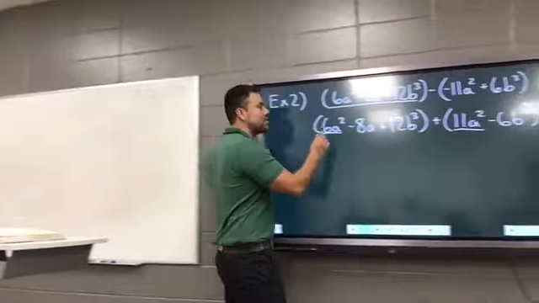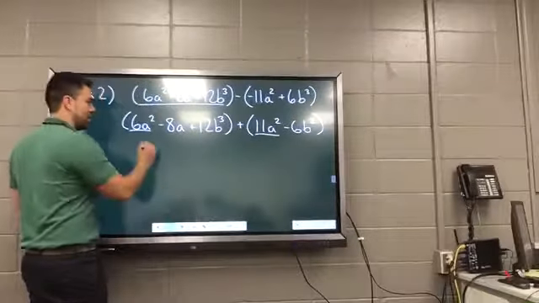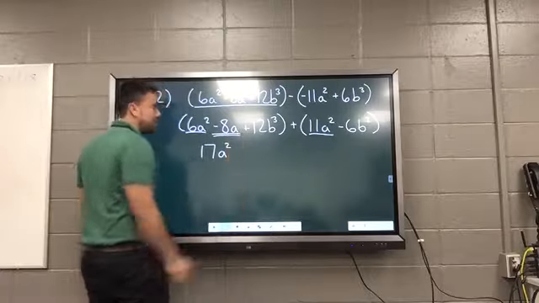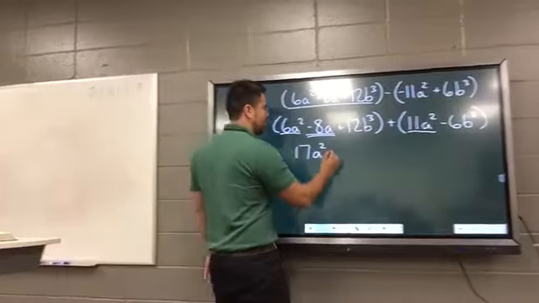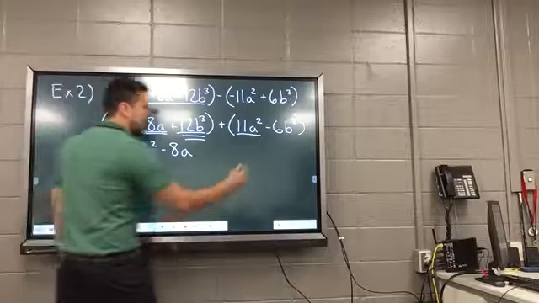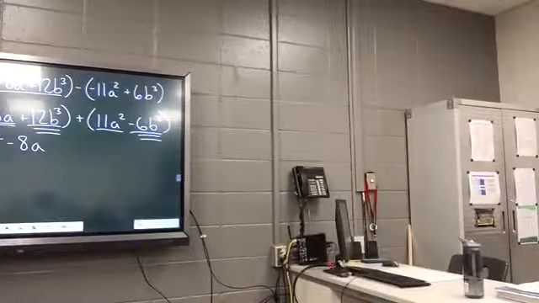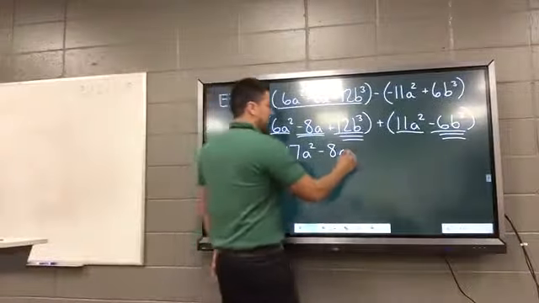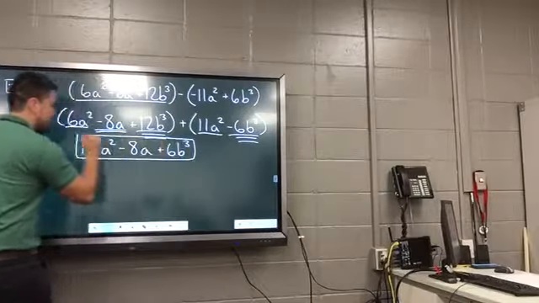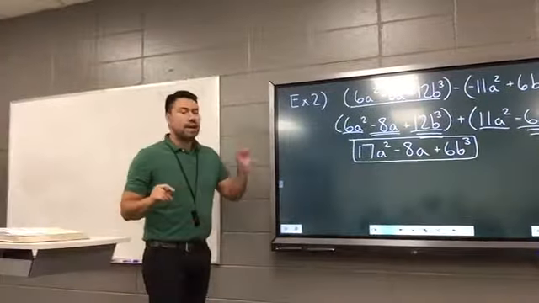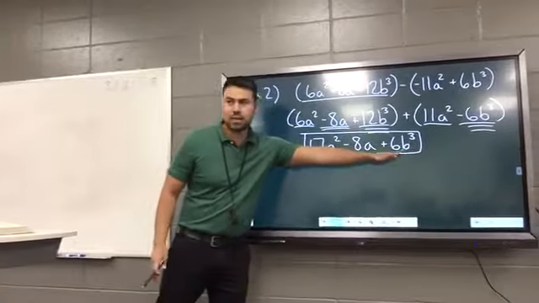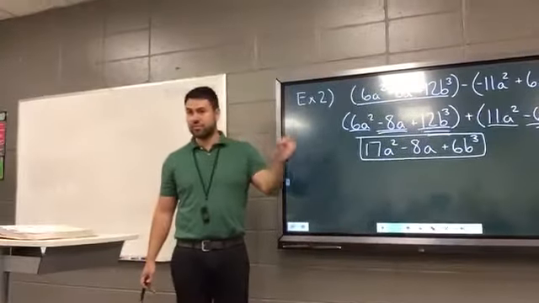Okay, anyway, what's 6a squared plus 11a squared? 17a squared. Is there a like term to negative 8a? Nope. So it's just negative 8a. Is there a like term to 12b cubed? Negative 6b cubed. And what did those two combine to give me? Positive 6b cubed. Before I finish this one up, how many of you got exactly what I put down here? 17a squared minus 8a plus 6b cubed? Did anyone get something a little bit different?